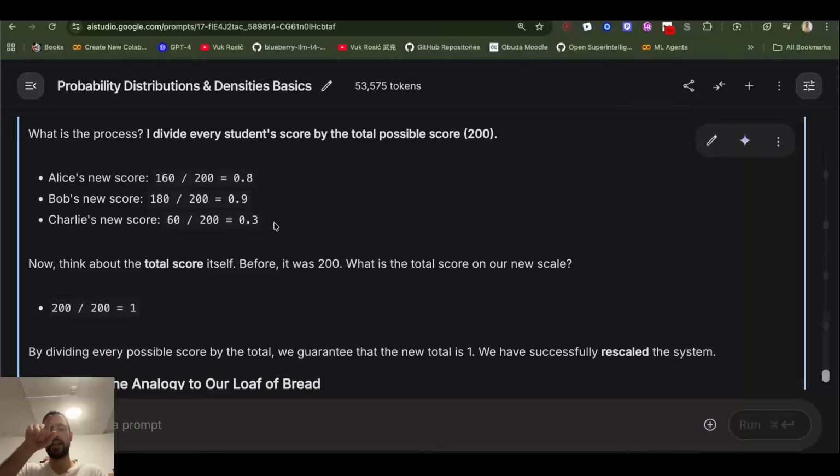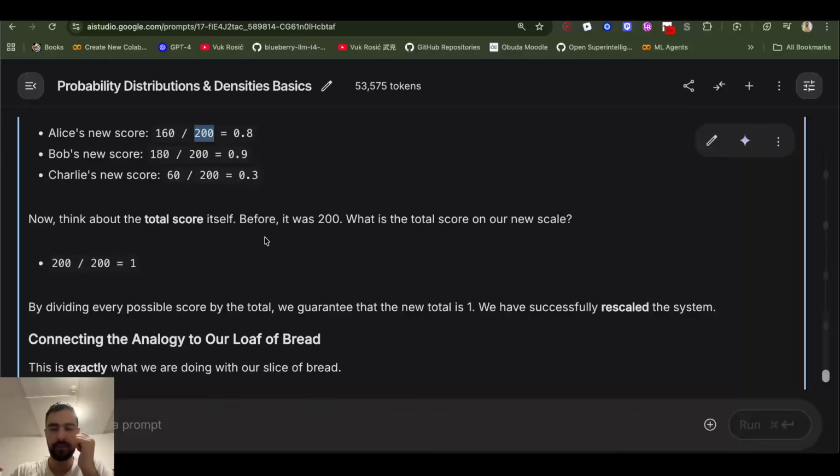So we have a function, and imagine that these values here are dots or points or instances of that function. Maybe this point, this point, this point. If we scale each of the points on our function by the total area, then we will make the new total 1. So you see here, the new total is 1.